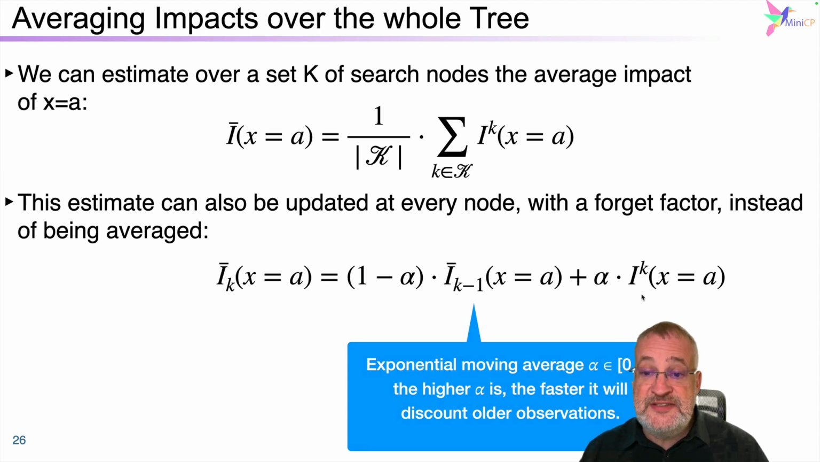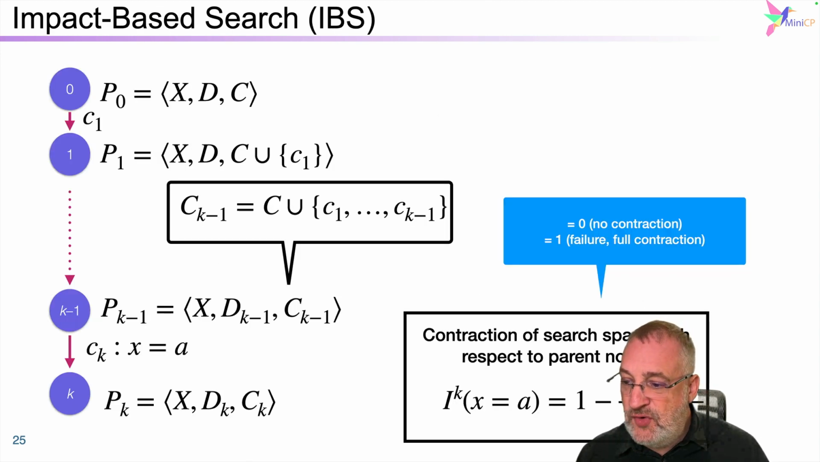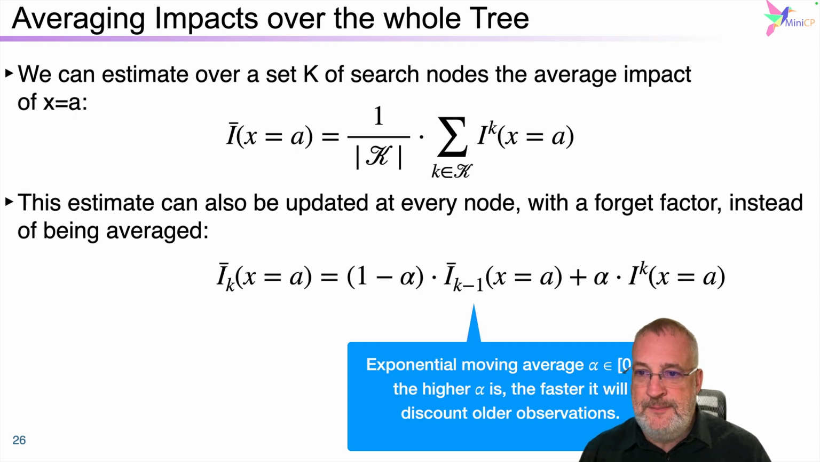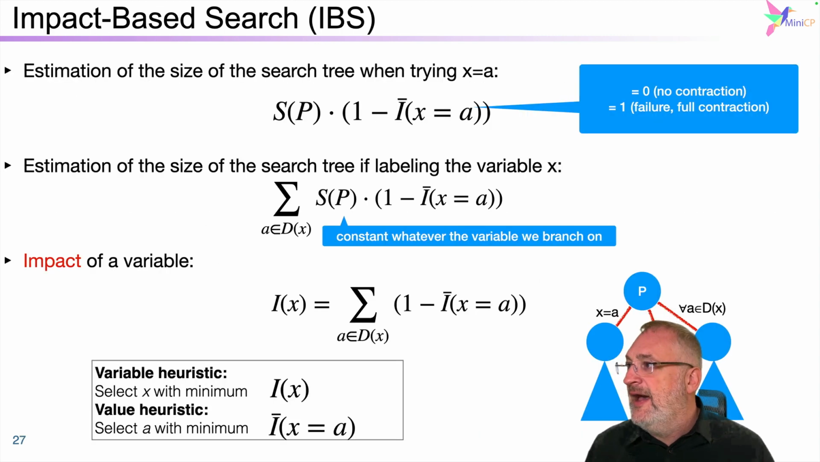Now that we have this, we can actually put it all together. And for that, let me first remind you of this formula, right? The impact of an assignment is 1 minus the ratio of the size of the search space after divided by the size of the search space before. Now we're going to make use of that formula in the following way. I'm going to say that if I want to figure out the size of the search space, it's going to be what?